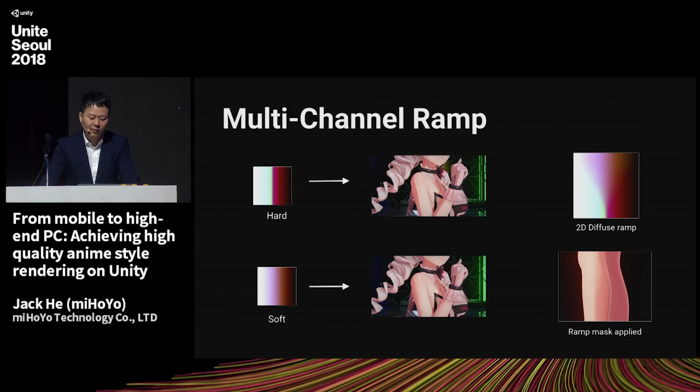Furthermore, we can use the ramp shading mask texture to select the ramp hardness per pixel to achieve illustration style rendering. This mask texture can be painted by artists according to their preference. We wrote a 3D painting tool in Unity. It's very easy to use.